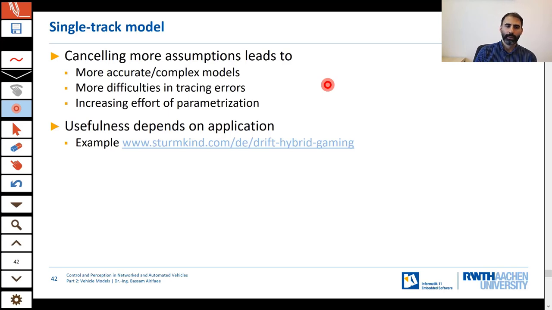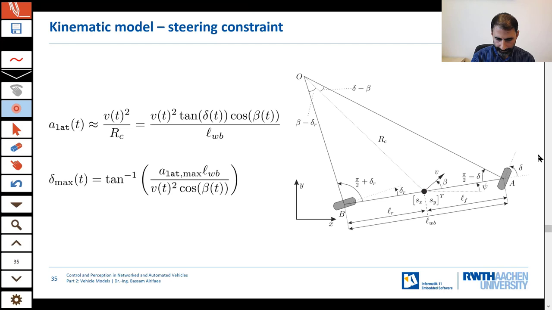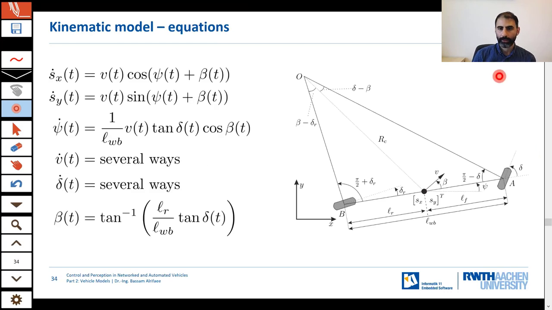If you think about our kinematic model, please, if you know the answer, just turn on your microphone. What do we have to do to parameterize the model? What are the parameters in the model? Things we have to know before starting driving? So I go back to the model. I think this slide is good to see the parameters.